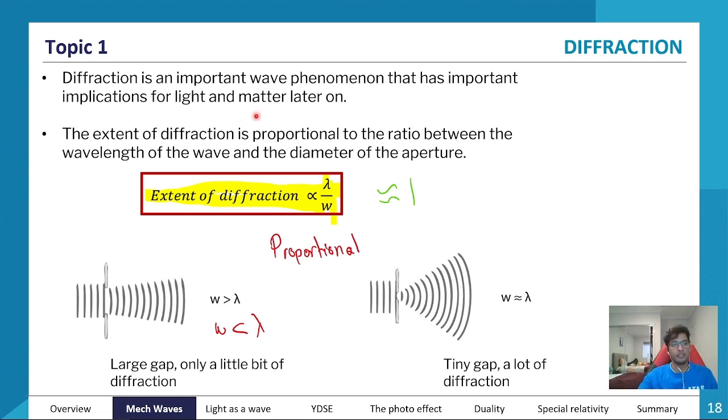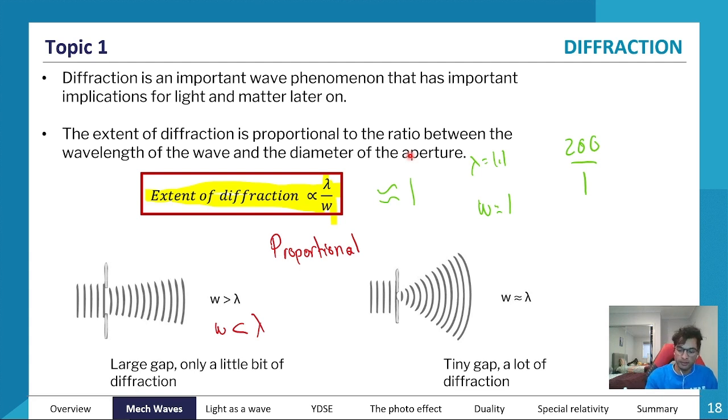So for example, let's just assume that the width is 1. Let's assume that the wavelength is 1.1. 1.1 divided by 1 will give us a value that's close to 1. And because it will give us a value close to 1, we're going to see a lot of diffraction. But if the wavelength was really big, so let's say the wave was 200, this number is much bigger than 1. And because it's bigger than 1, we're not going to see much diffraction.